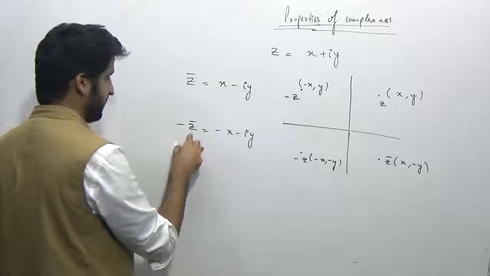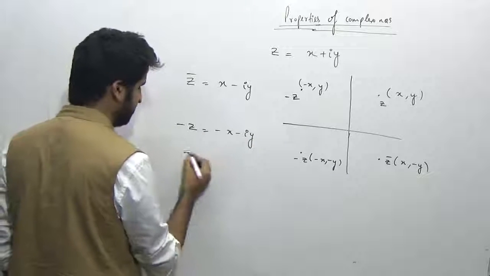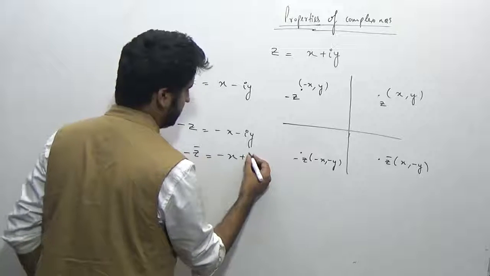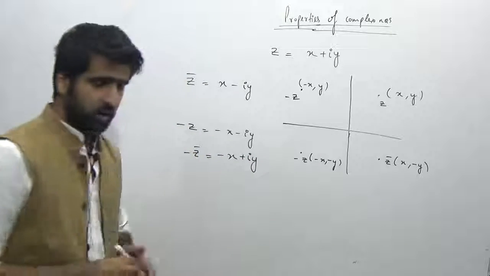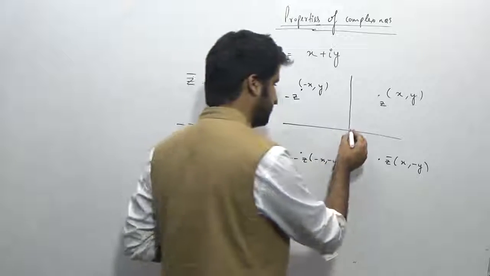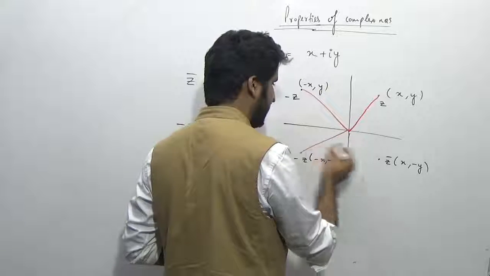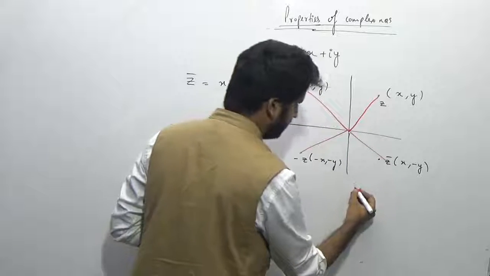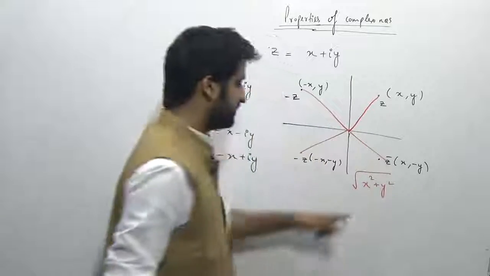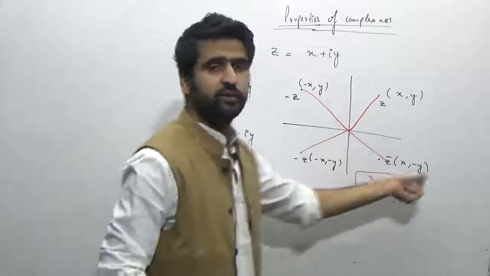So minus z is equal to minus x minus iota y, and minus conjugate of z will be equal to minus x plus iota y. Now we can easily see that the distance of all these complex numbers from the origin will be equal, and that will be equal to the square root of x square plus y square, because in the distance formula, this minus sign will make no difference. The distance will remain the same.